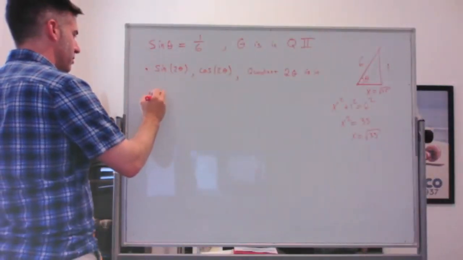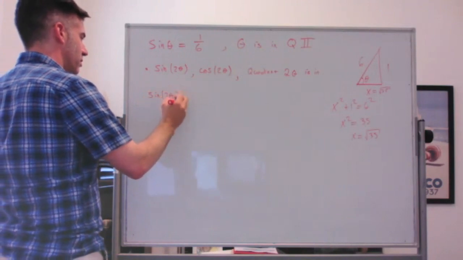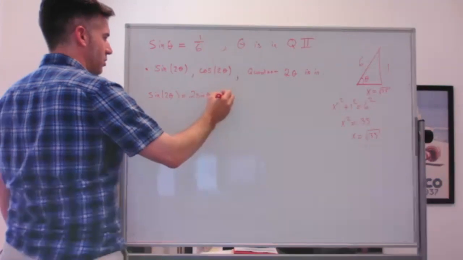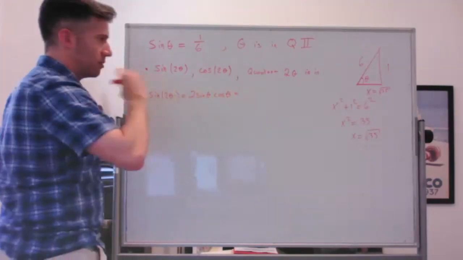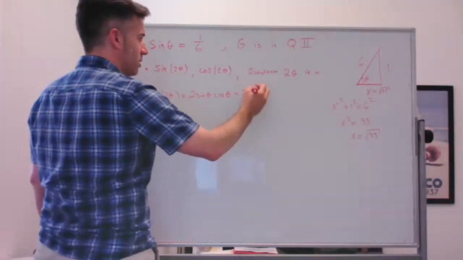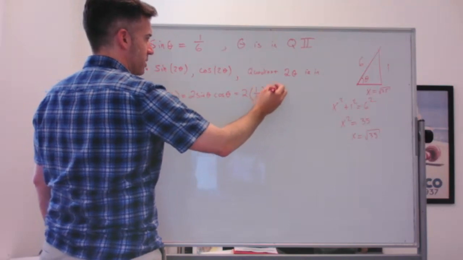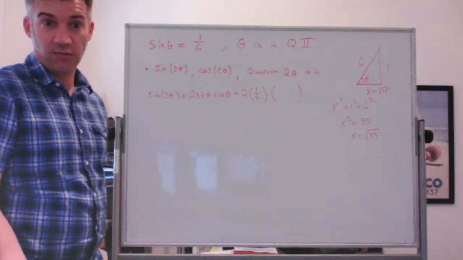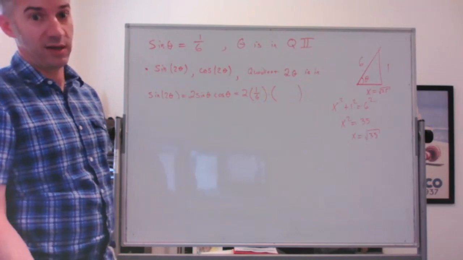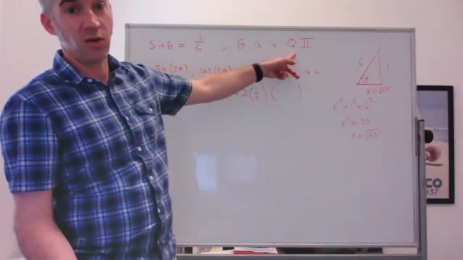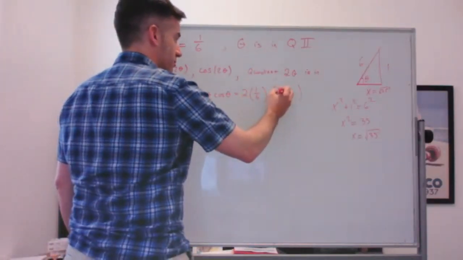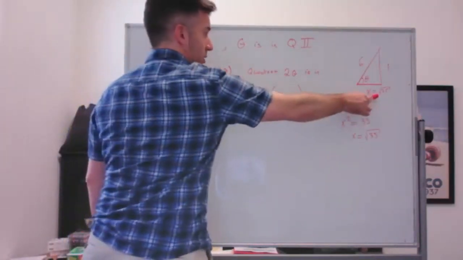So if I want to find sine of 2 theta, that's going to be 2 sine theta times cosine theta, which is going to be 2 times 1/6 times, it's going to be positive or negative here. Well, what quadrant are we in? Oh, we're in quadrant 2. So cosine has to be negative square root of 35 over 6.